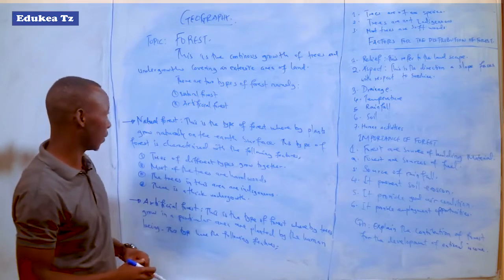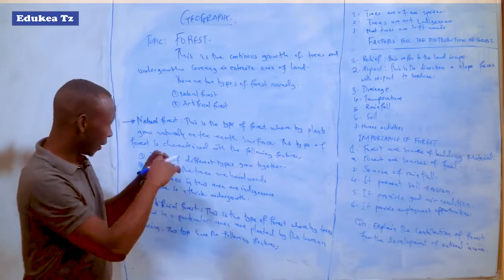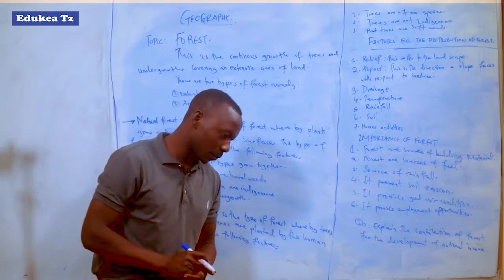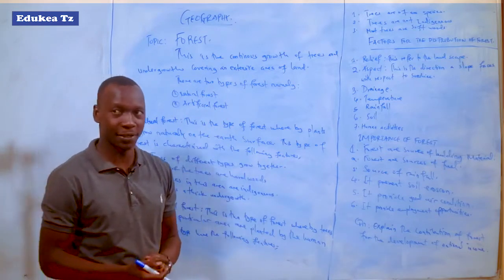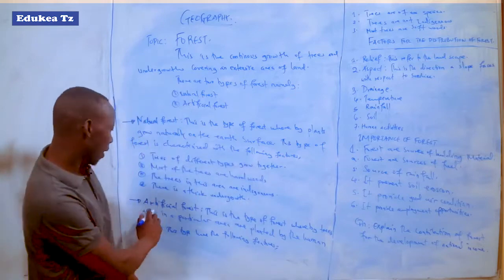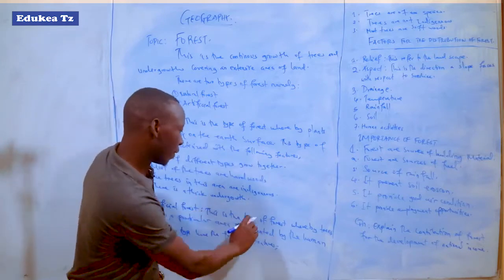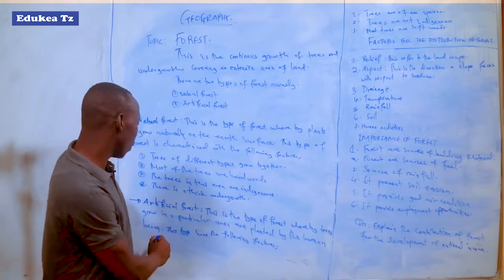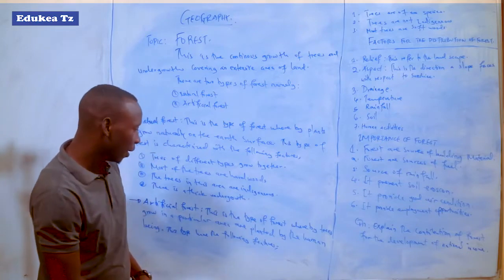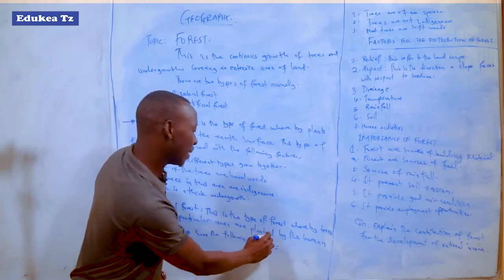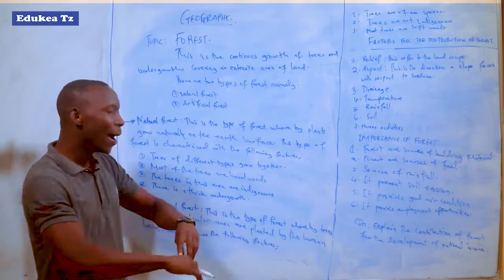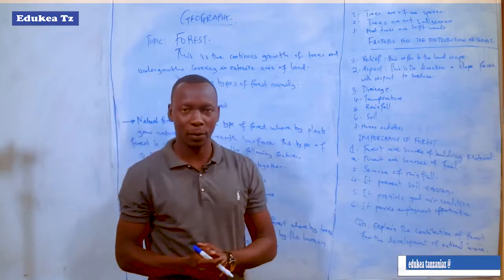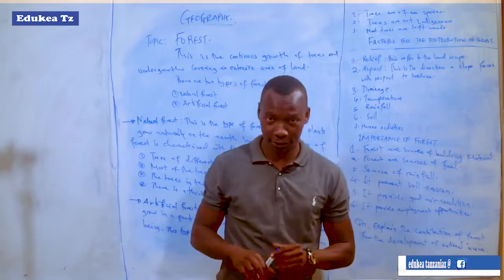After looking at that, let us see the second type, which is artificial forest. This means it is made, it is man-made. That is why we say it is artificial. An artificial forest is the type of forest whereby trees in a particular area are planted by human beings. This type depends on human beings. Without human beings, this type could not exist.